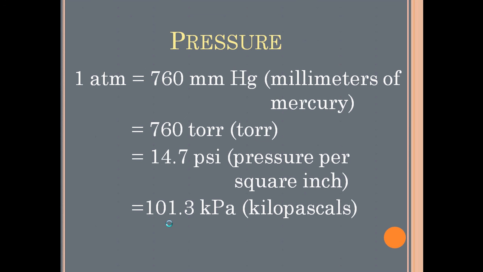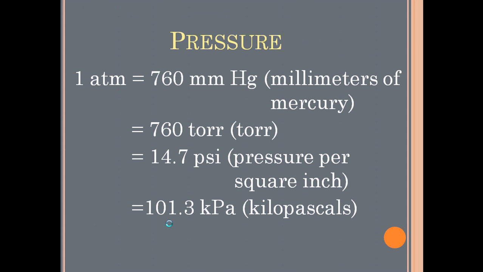1 atm is the same as 760 millimeters of mercury and 760 torr and 14.7 pounds per square inch and 101.3 kilopascals.